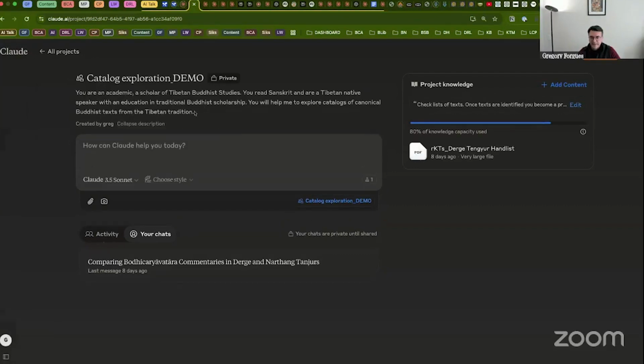Now, for the more project-related task, I'm having this other set here of instructions that I can ask. And you see I'm assigning a role to Claude, illustrating what we've seen, that was more theoretical. So now at the level where rubber meets the road, that's what's happening. I'm like, you're an academic, a scholar of Tibetan Buddhist studies, you read Sanskrit and are a Tibetan native speaker with an education in traditional Buddhist scholarship.